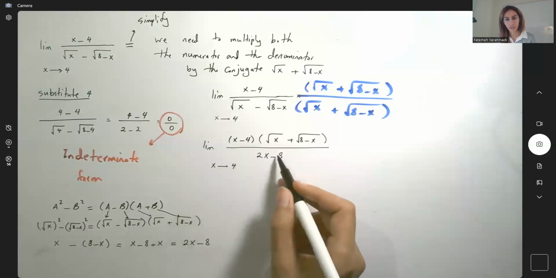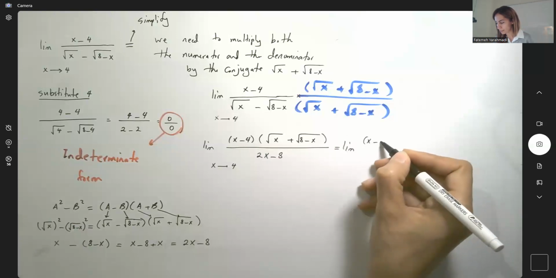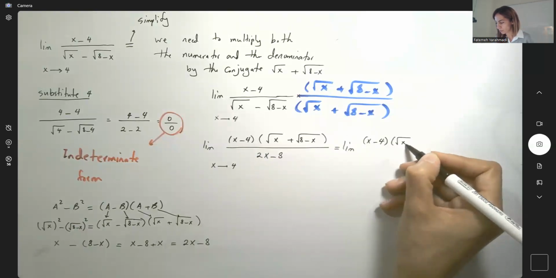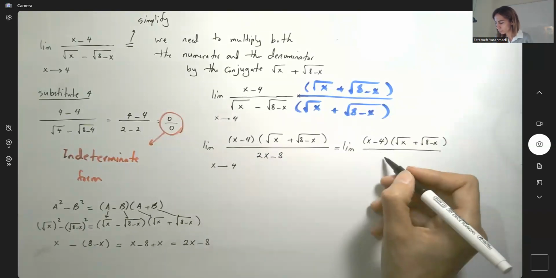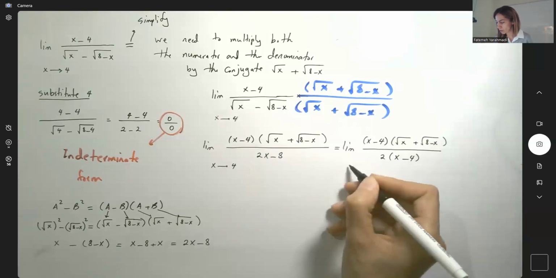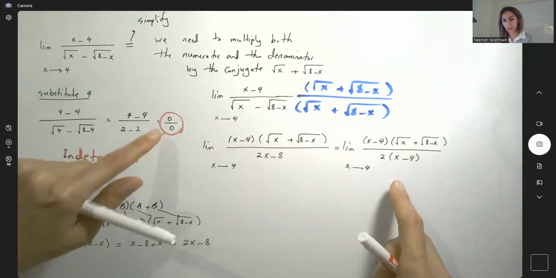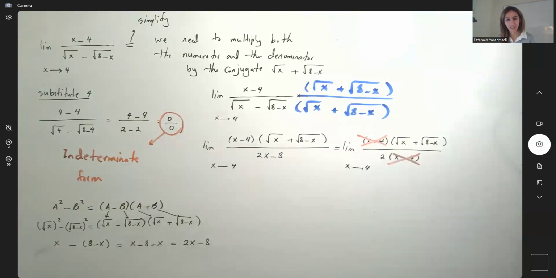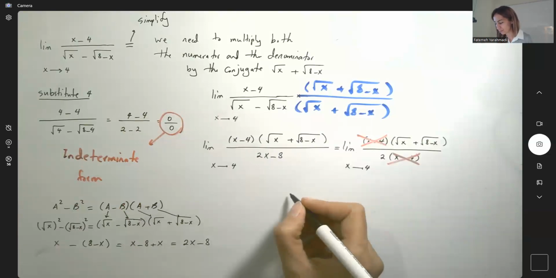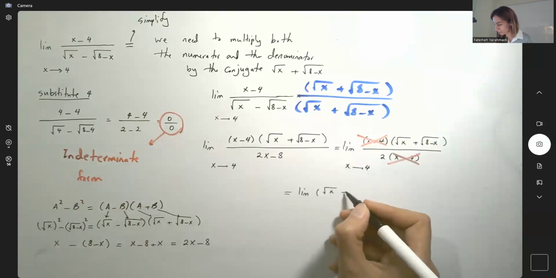We can do factorization on the denominator. This becomes the limit of x minus 4 times square root of x plus square root of 8 minus x, divided by 2 times x minus 4, as x is getting closer and closer to 4. We found a common factor that causes 0 over 0. We can get rid of it, and we have a nice function, which by substitution, we can find the limit as well.